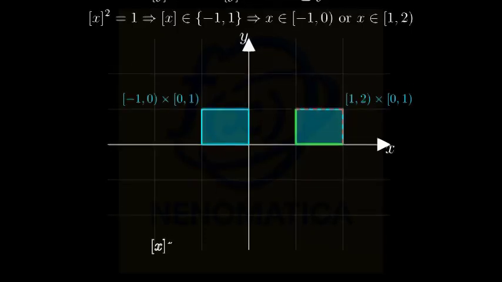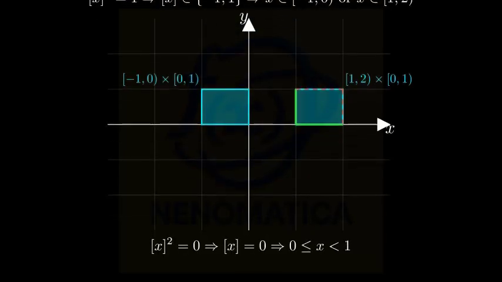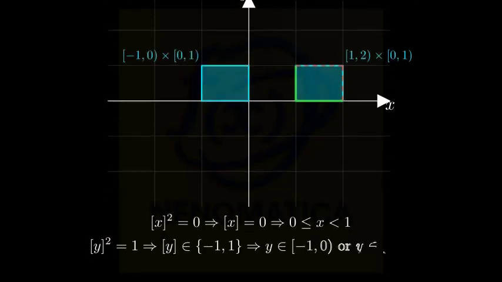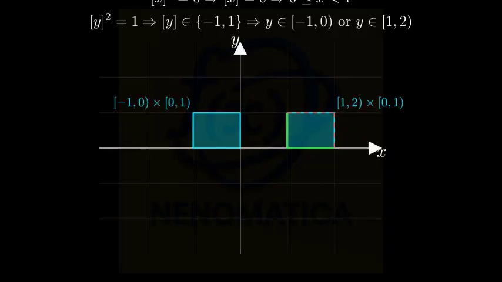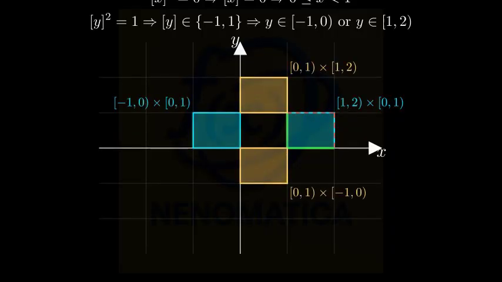Case B: if the floor of x squared is 0, then x is between 0 and 1. If the floor of y squared is 1, then y is either between 1 and 2 or between negative 1 and 0. This creates two more unit rectangles, one above the origin and one below the origin, both in the vertical strip where x is between 0 and 1.